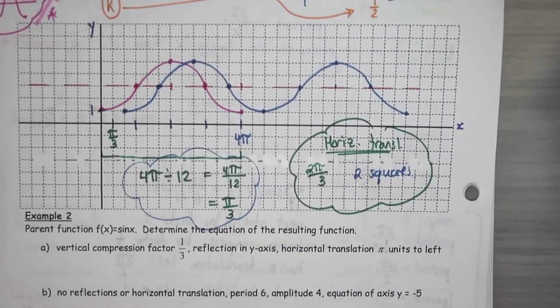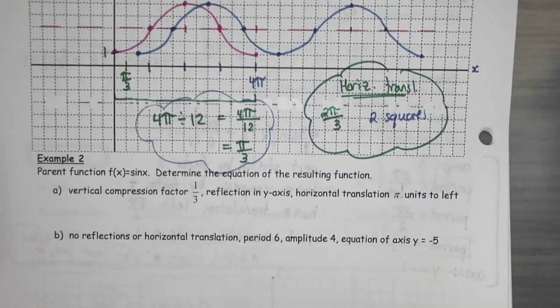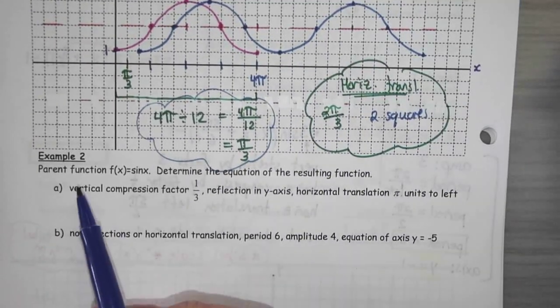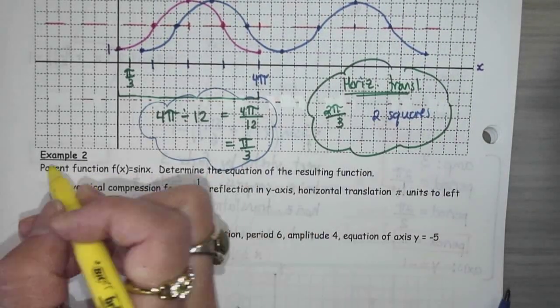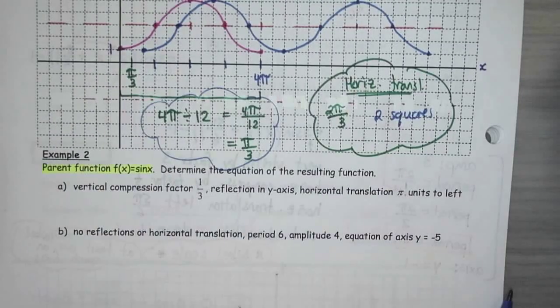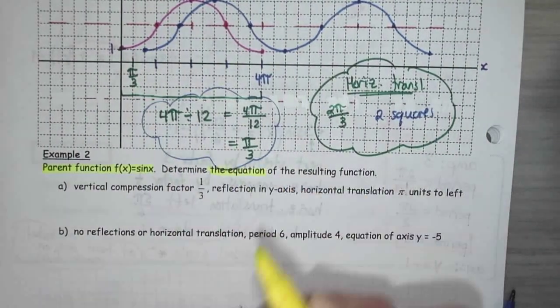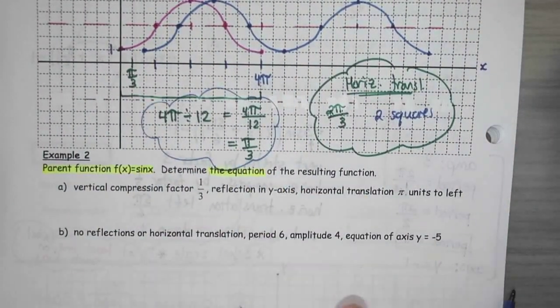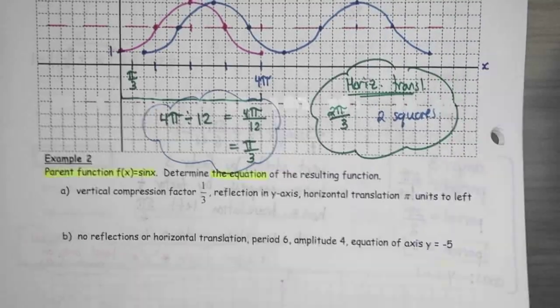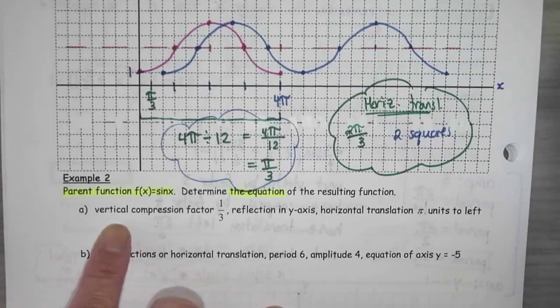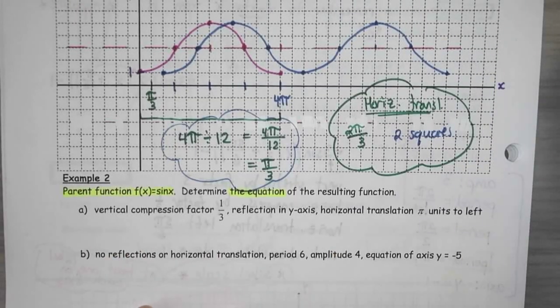All right, I'm going to keep going with this same video. My parent function is sine x. I have to tell you if it's sine or cosine. I want the equation of the resulting function, and I described it. So now we're going to go backwards and forwards. This is all the theory we've got for graphing it. I'm going to describe it to you, and you're going to write the equation.